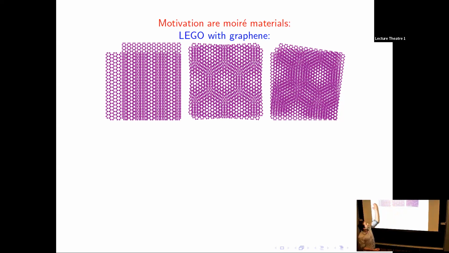You see here, maybe this is a one-dimensional object. This is two-dimensional, but here you see the periodicity is one-dimensional. Here it's higher-dimensional, maybe even not clear if it's periodic or not.